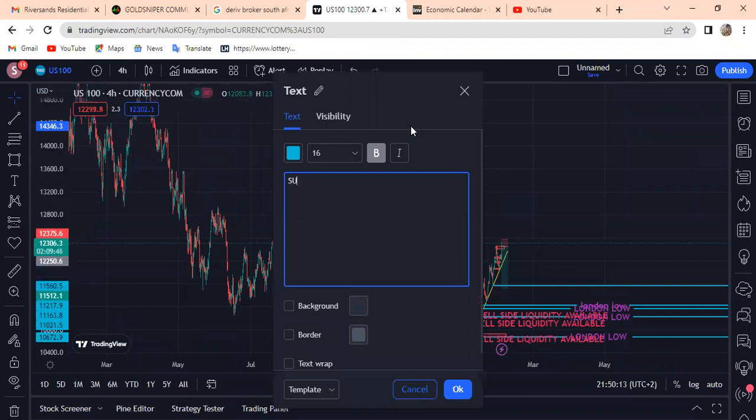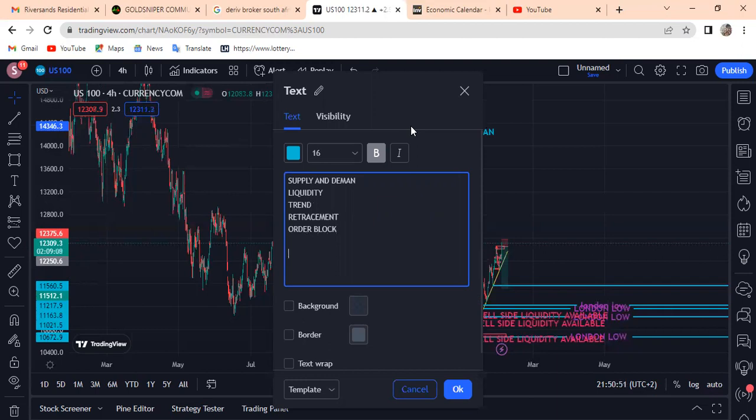So we're gonna start off with supply and demand. Supply and demand, liquidity. Gonna need trend. And then you're gonna need to know a retracement. And order block.